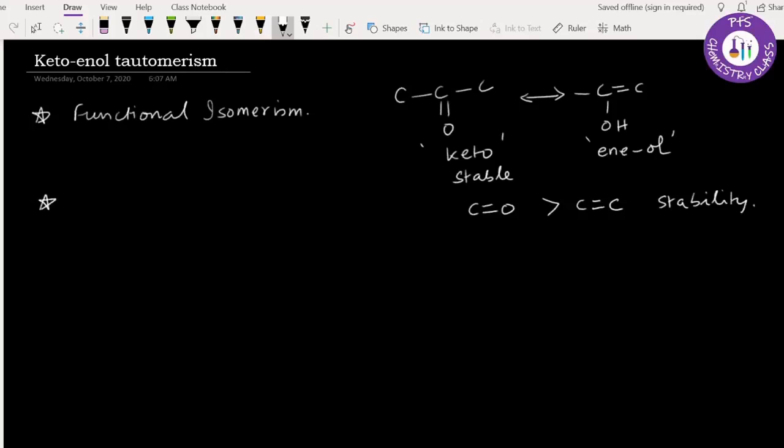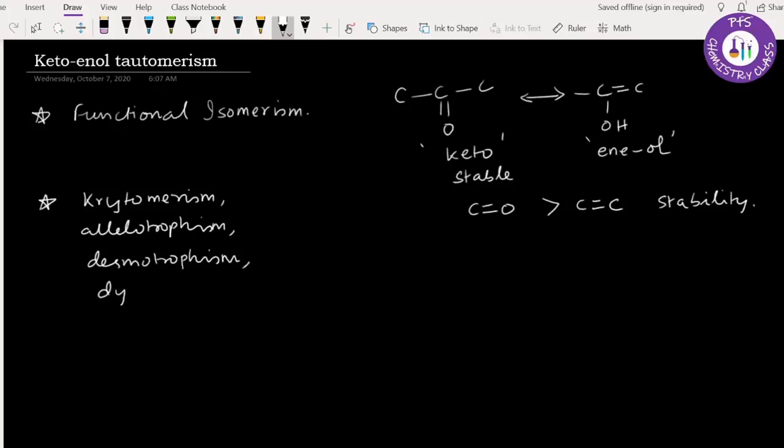In the entrance exams they will give you some of these names. So I am just listing out the names so that you can remember that it's also called as cryptomerism, allilotropism, or desmotropism. There are many names. So depending upon which professor is setting the paper, they may use that name, and you should be familiar that it is representing the keto-enol tautomerism.